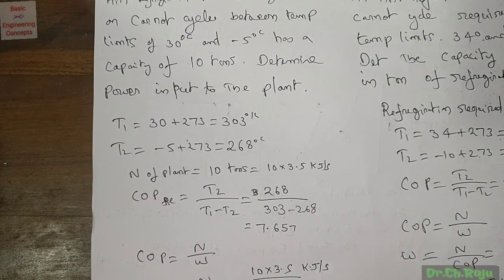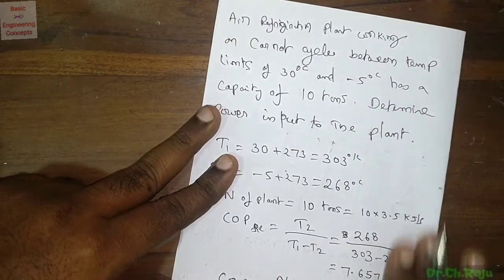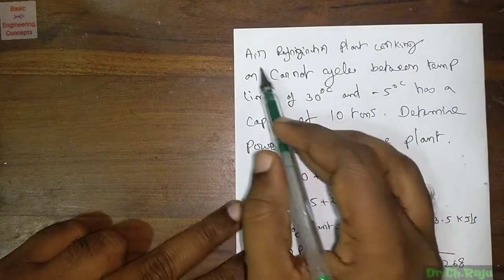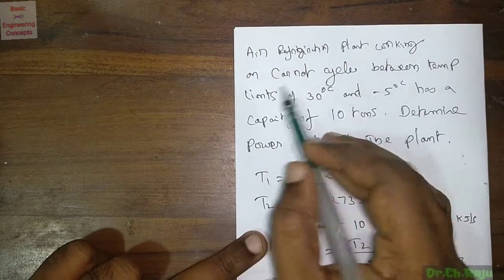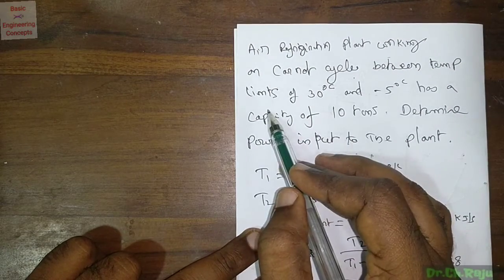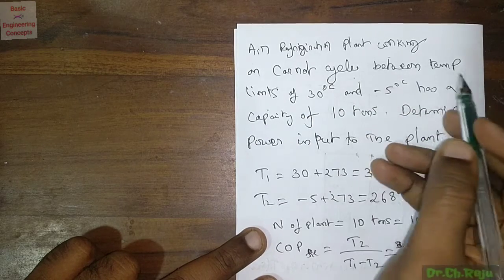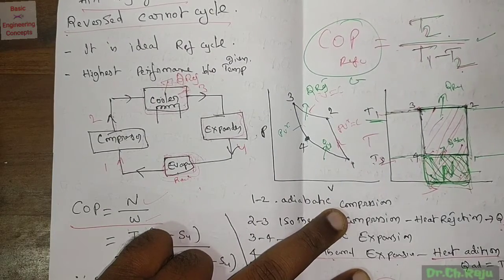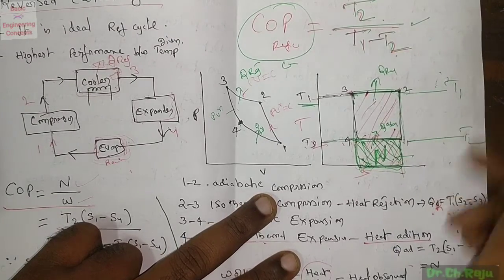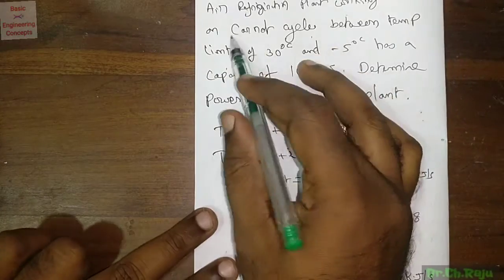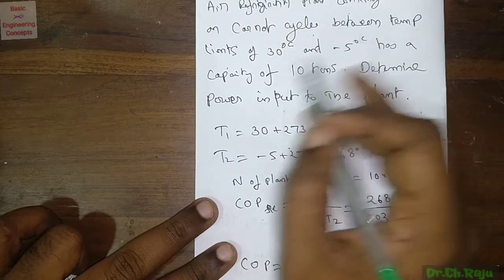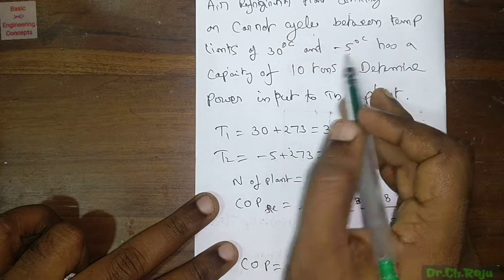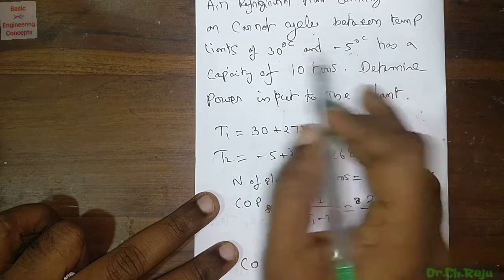So now we are going to solve some simple problems based on the reverse Carnot cycle. An air refrigerator plant working on Carnot cycle between temperature limits, this is T1, this is T2. Whenever these limits are given, you can calculate the COP directly. Here the plant works between 30 degrees and minus 5 degrees. By using these temperatures you can calculate the COP.